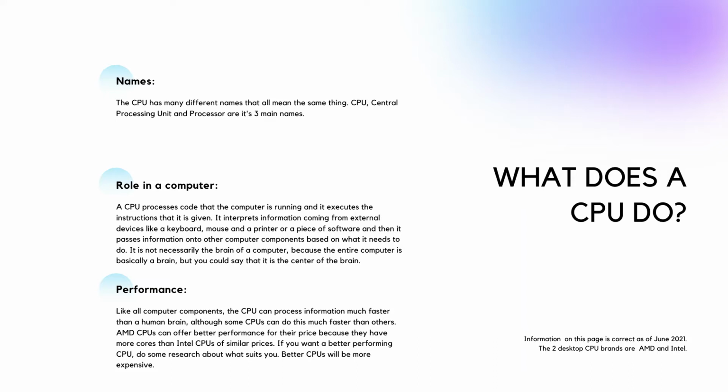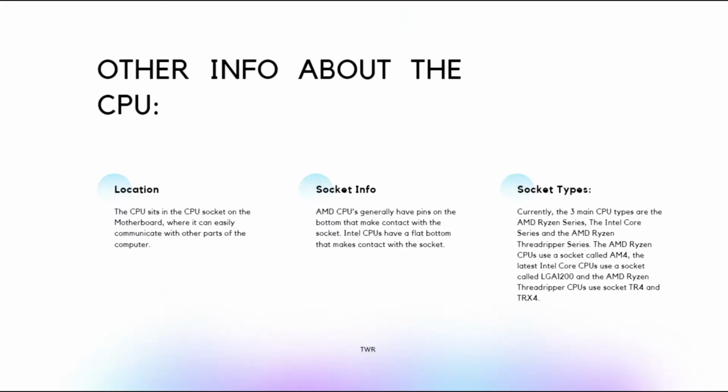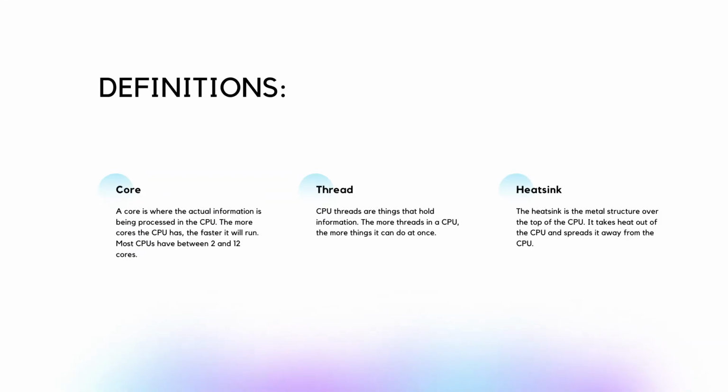CPU can process information much faster than a human brain, although some can do it much faster than others. AMD CPUs are generally better. The CPU sits in the CPU socket on the motherboard, where it can easily communicate with the other parts of the computer. AMD CPUs generally have pins on the bottom, but Intel CPUs have a flat bottom that makes contact with the socket. The three main CPU types are AMD Ryzen, Intel Core, and AMD Ryzen Threadripper.